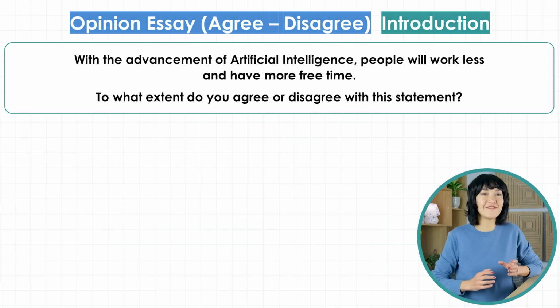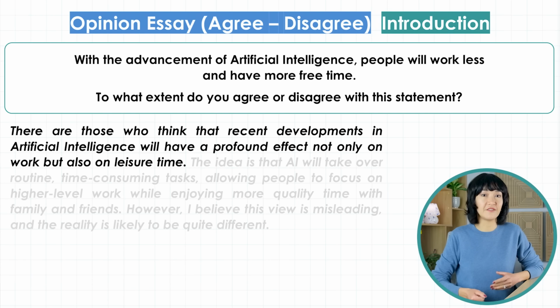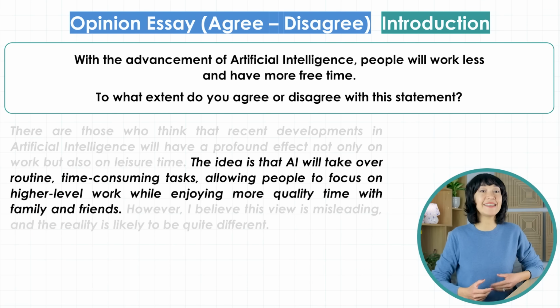In this introduction, I really like how it gives a great start to the task response. So the first sentence paraphrases the topic sentence. "There are those who think that recent developments in artificial intelligence will have a profound effect not only on work, but also on leisure time." The second sentence explains the topic in more detail. "The idea is that AI will take over routine, time-consuming tasks, allowing people to focus on higher-level work while enjoying more quality time with family and friends."